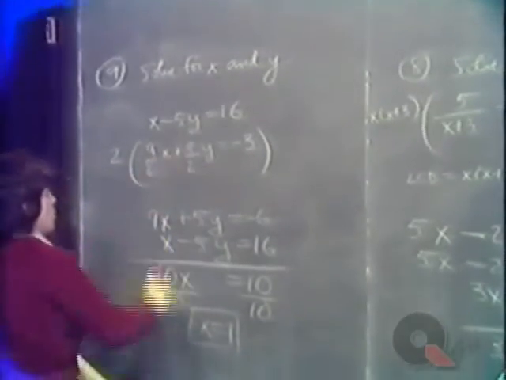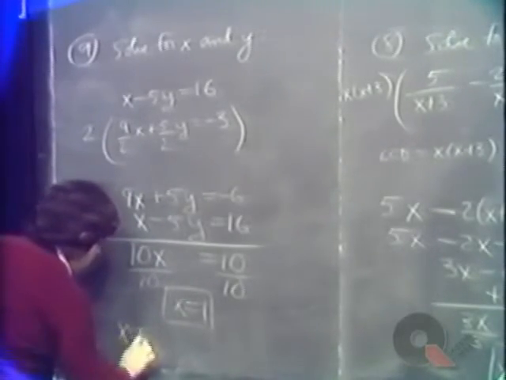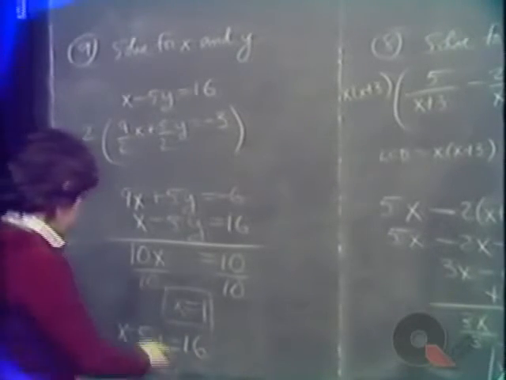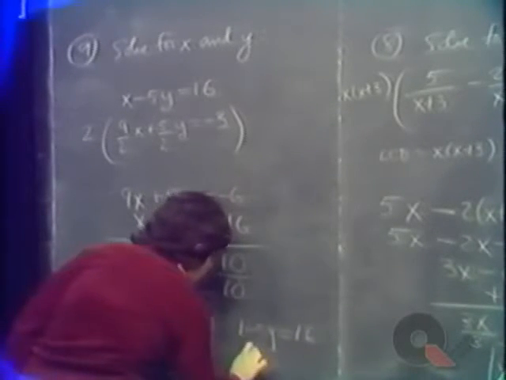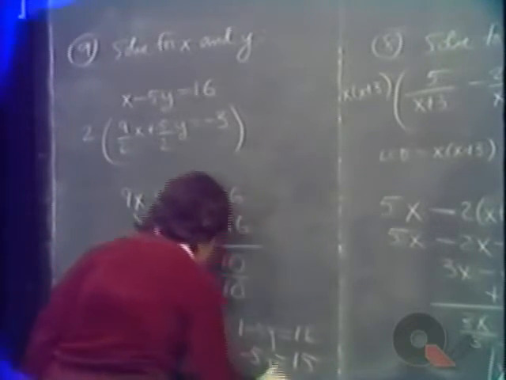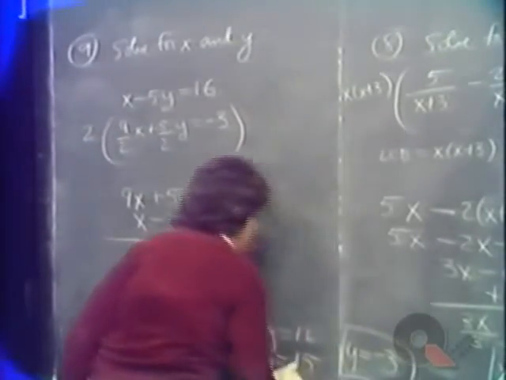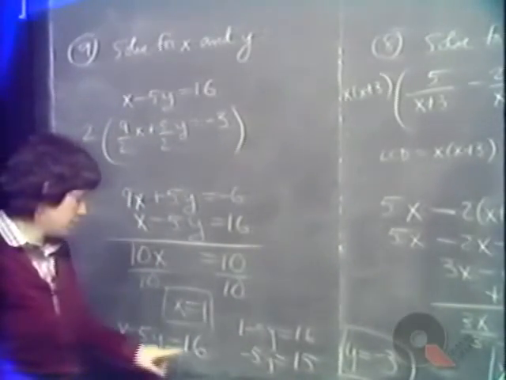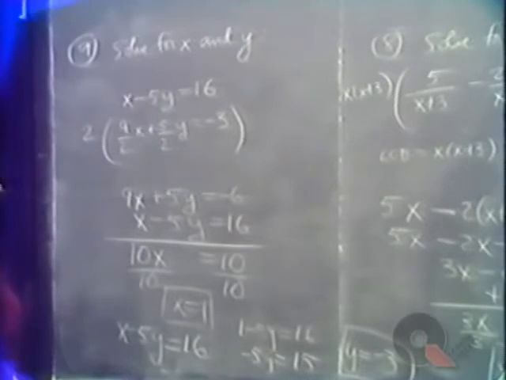And once I have x equals 1, I can substitute into either equation. Let's say I use the first equation, x minus 5y equals 16. Letting x equal 1, 1 minus 5y equals 16. Subtract 1 from both sides. Minus 5y equals 15. And divide by minus 5, y equals minus 3.